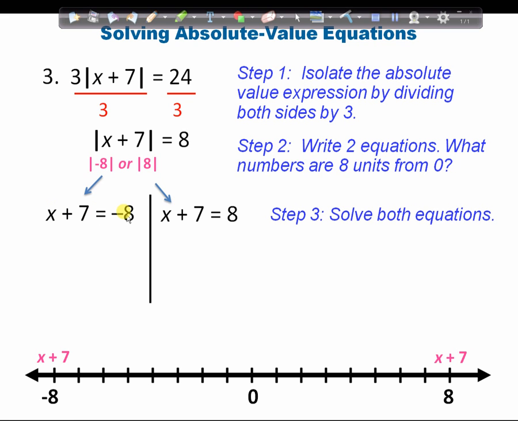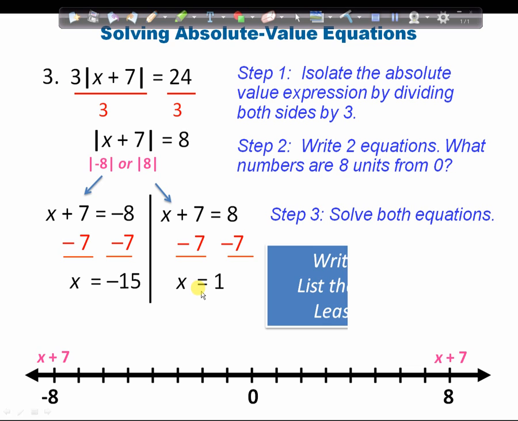x plus 7 equals negative 8 and x plus 7 equals positive 8. We're going to solve both of these. Here to solve for x, we need to move the plus 7, so we're going to subtract 7. And x equals negative 15. On the right-hand side, we're going to subtract 7, and we get x equals 1. So we have our two answers for x. We have negative 15 and 1.